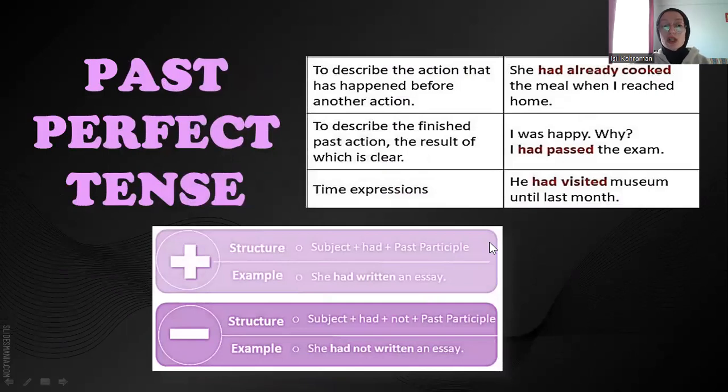Firstly, we will learn why we are using this perfect tense. There are three main reasons, which you can see on the screen. Let's look at them together: to describe an action that happened before another action. Let's look at the example. She had already cooked the meal when I reached home. Generally, we use the past perfect tense in this form.